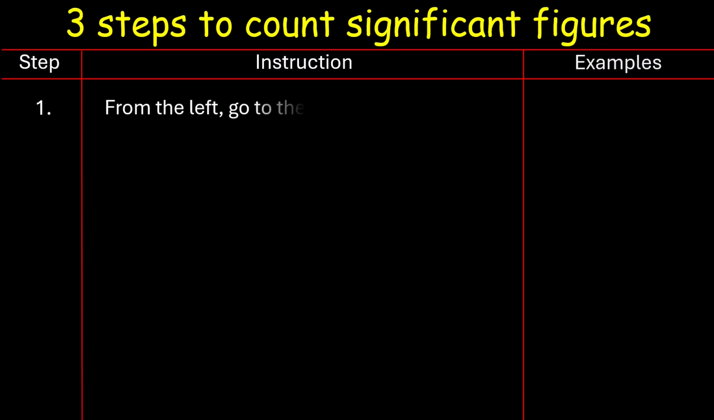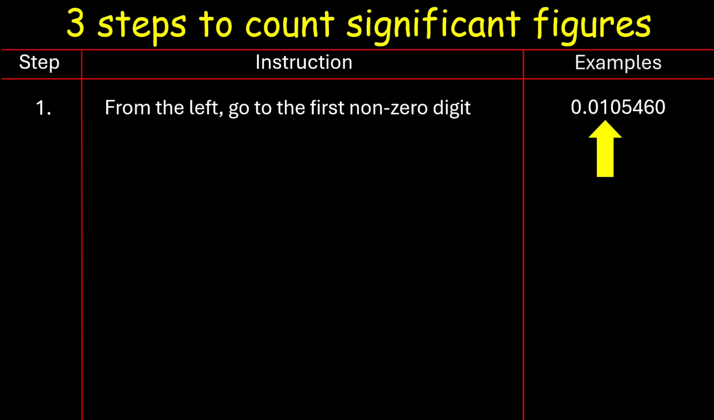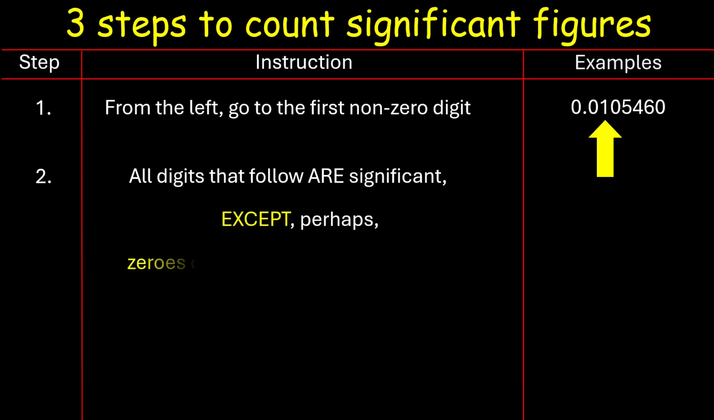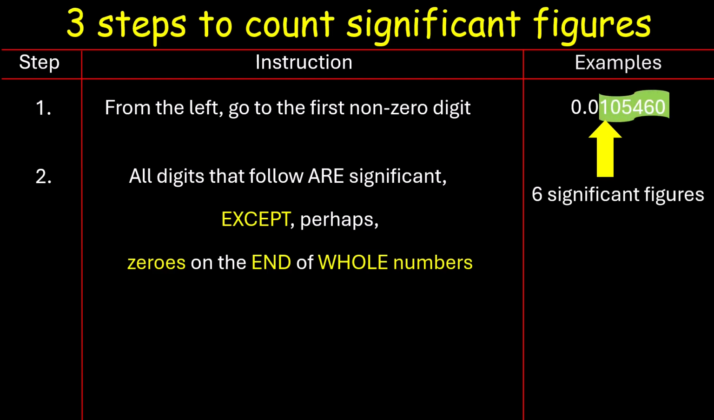Step 1, from the left, always go to the first non-zero digit. In this example, we would start counting here at the 1. Step 2, all digits that follow are significant, except the uncertainty of zeros on the end of whole numbers. Our example is not a whole number, so all remaining digits are significant. We have 6 significant figures. This is usually abbreviated to 6 sig fig.